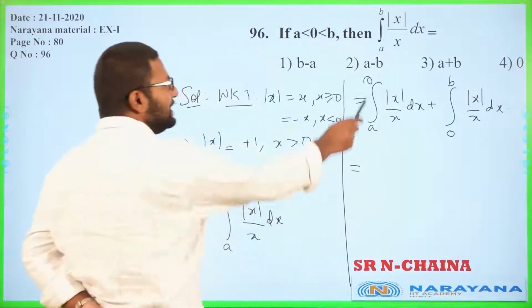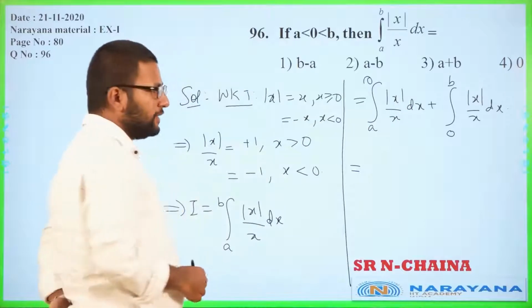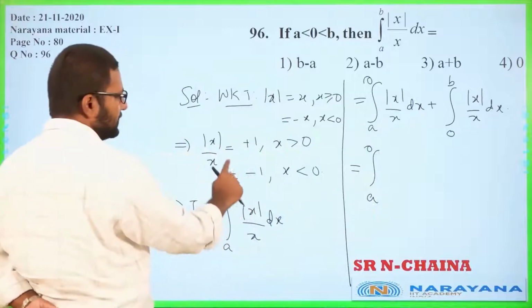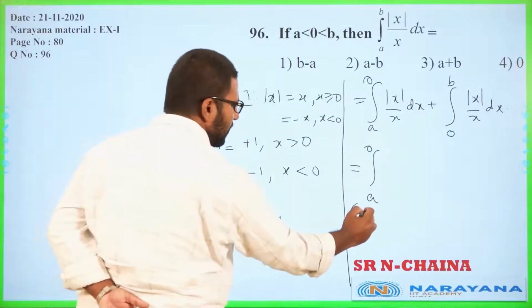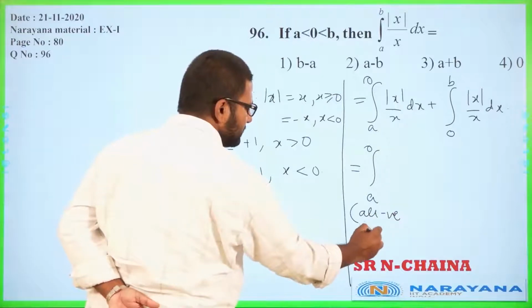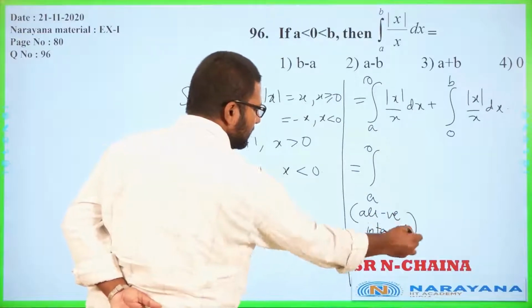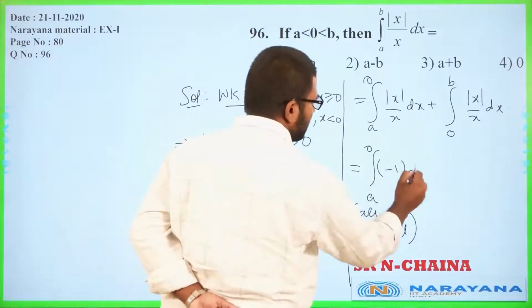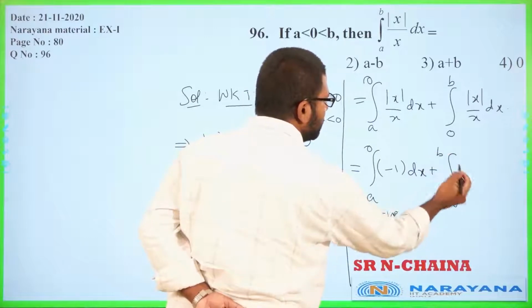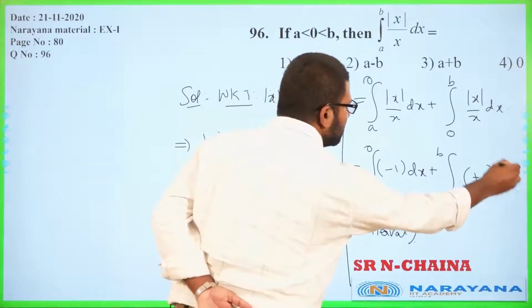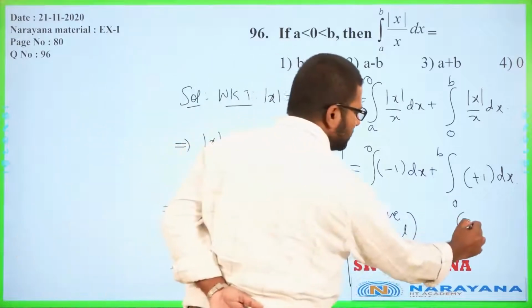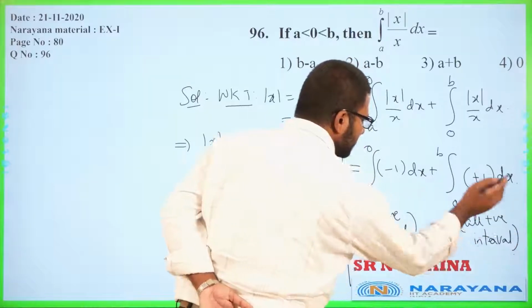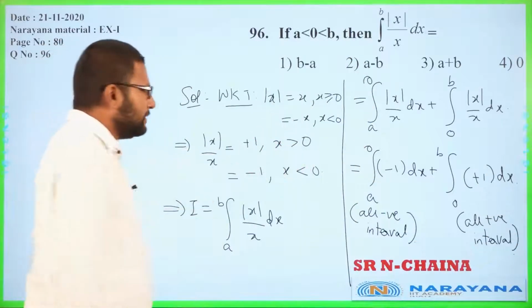Why are we doing this? Because in each of these intervals the function takes different values. Right? So in this a to 0, the value of mod x upon x, this is all a negative interval. And whenever x is negative, the value of the function is minus 1. So minus 1 dx and then integral 0 to b plus 1 dx. Correct? Here it is all a positive interval. Right? And then just integrate and add it.